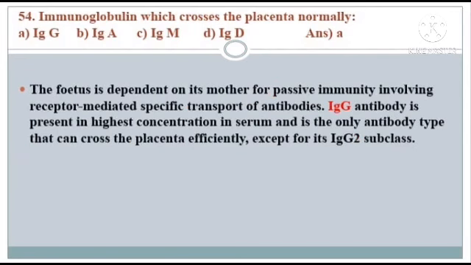Question number 54. Immunoglobulin which crosses the placenta normally. The answer is option A, IgG. The fetus is dependent on its mother for passive immunity involving receptor-mediated specific transport of antibodies. IgG is the only antibody type that can cross the placenta efficiently, except for its IgG2 subclass.